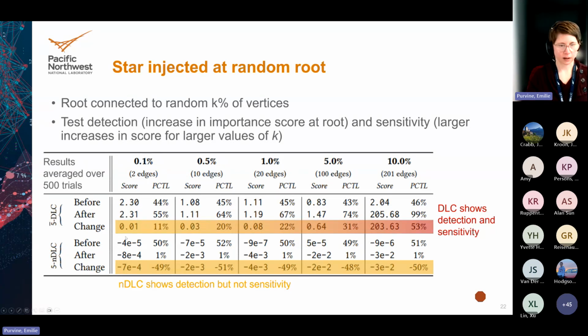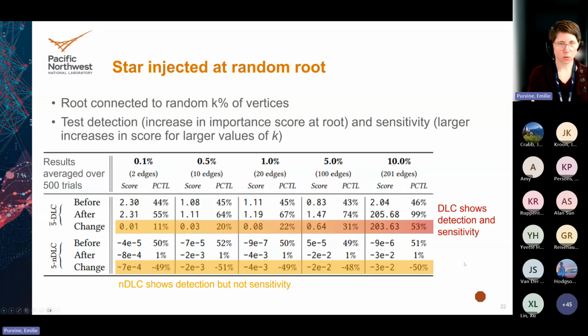And so what we saw, what's highlighted here, is that the directional Laplacian centrality does both detection and sensitivity. So it's definitely a change in the score and a bigger change the more we inject, whereas for the normalized directional Laplacian centrality, we see the change in the score actually goes down and not up, and it's not sensitive to smaller or larger injection. So that's another interesting observation.